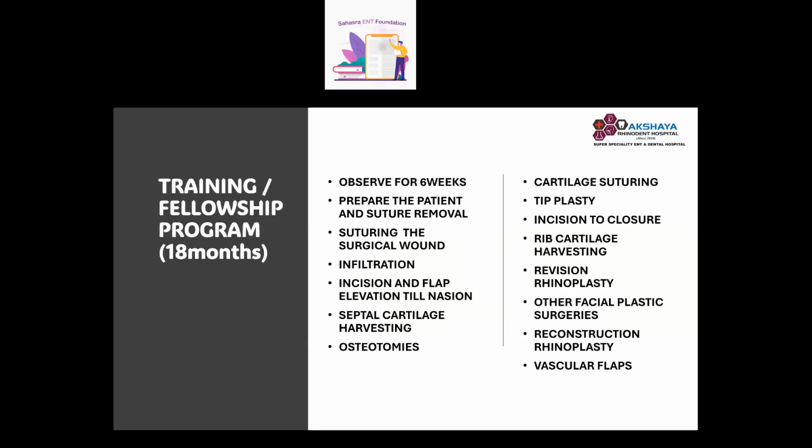For that, what do you want? If you want to take up rhinoplasty as your career, what are the requirements? You must have a good training. So training is also important. Maybe in your residentship or in your post graduation days, you may not be able to see more number of cases. But after your post graduation, there are a lot of training programs going on in India and outside India. You can join any rhinoplasty surgeon, senior surgeon, and you can work with them for a few weeks or few months.